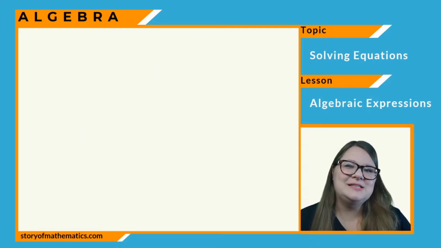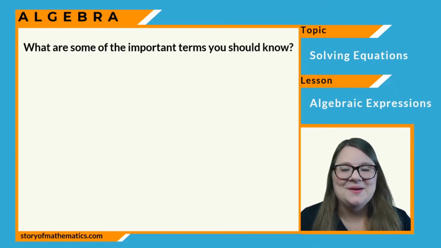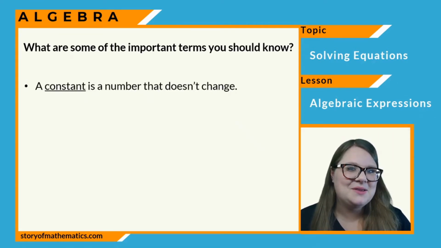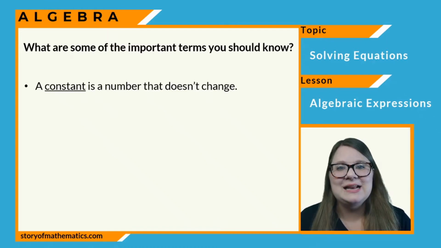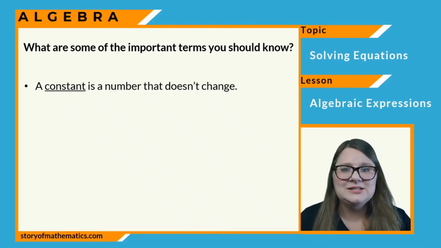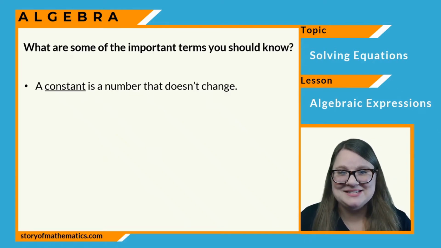Now, before we get too deep into this, I want to talk about some of the important terms you should know, because we're going to start by talking about what's called a constant. This is something you actually already know. This is a number that doesn't change. So things like 5, 42, -37, these are all constant numbers.